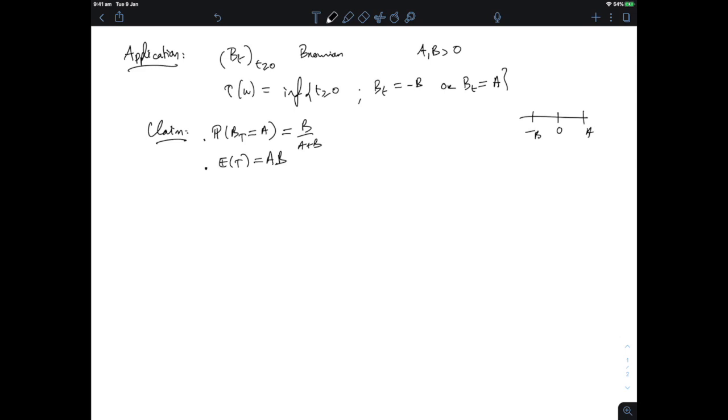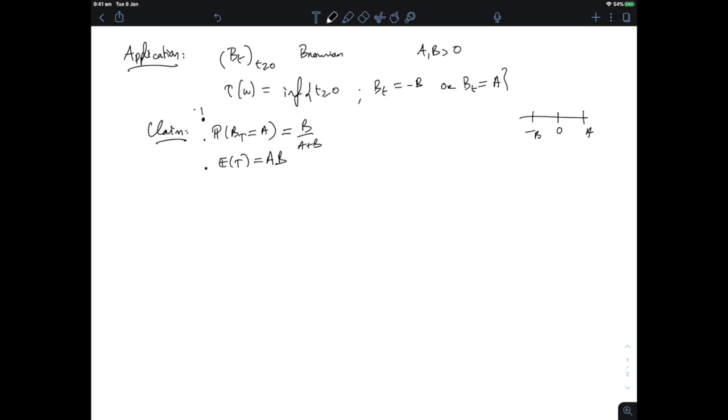Now, if you remember, a key part of that was to use the stopped martingale theorem in discrete time. We're going to use, of course, its continuous time version. We're going to use the fact that the Brownian motion is a continuous martingale. But before we can do any of that, we need to make sure that the probability of tau being finite is 1. That was one of the key things that we needed in discrete time. So let's prove that first.